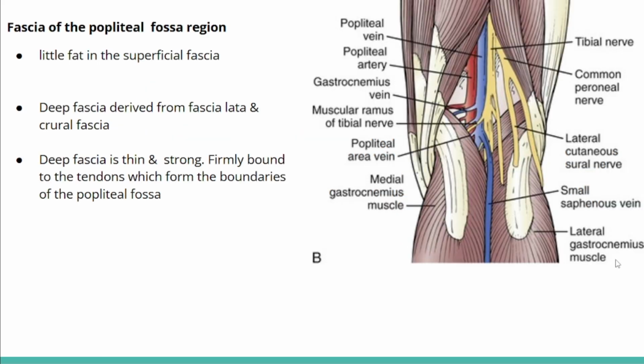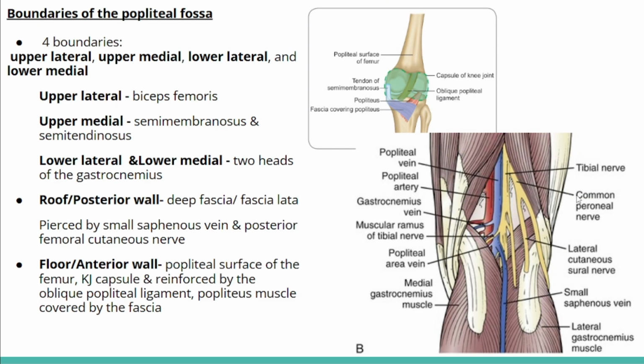What are the fascial coverings of the popliteal fossa? Superficially, it contains superficial fascia, which consists of little fat, and deep fascia beneath it, derived from the fascia lata of the thigh and the crural fascia of the leg. Deep fascia is thin and strong, and it is firmly bound to the tendons which form the boundaries of the popliteal fossa.